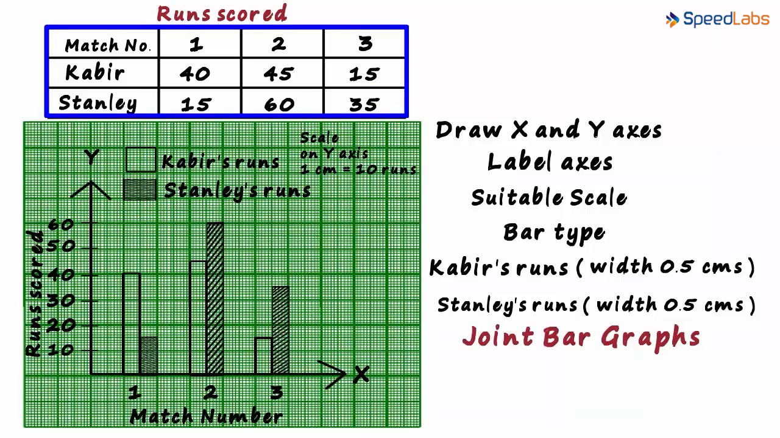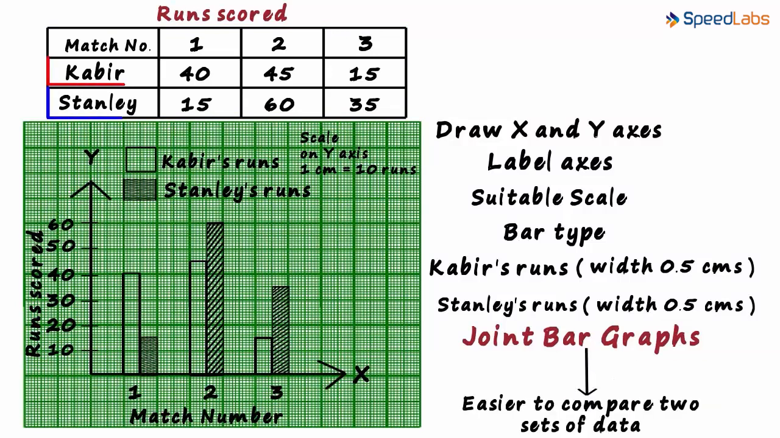Now you will easily be able to tell which player has performed better in any of the matches. In short, joint bar graphs make it easier to compare 2 sets of data.